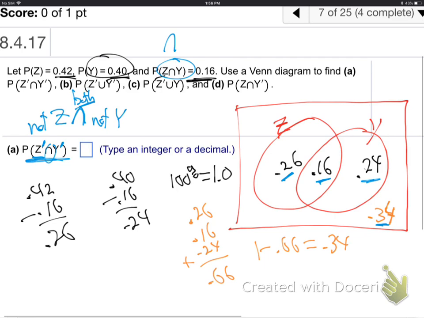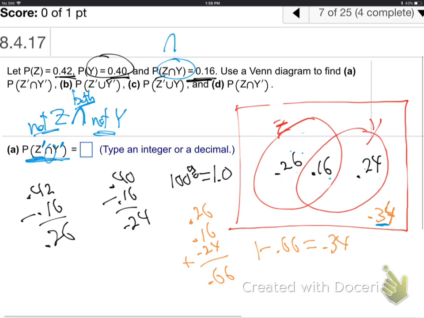So let's go through it. How about this 0.26 right here? If I'm standing right here, how about this to me? Here I am. I'm feeling artistic today. There I am. Pretty good, huh? So there I am. If I said, hey you, me, standing right here, are you both not in Z and not in Y? No, I'm in Z. So he's not included.